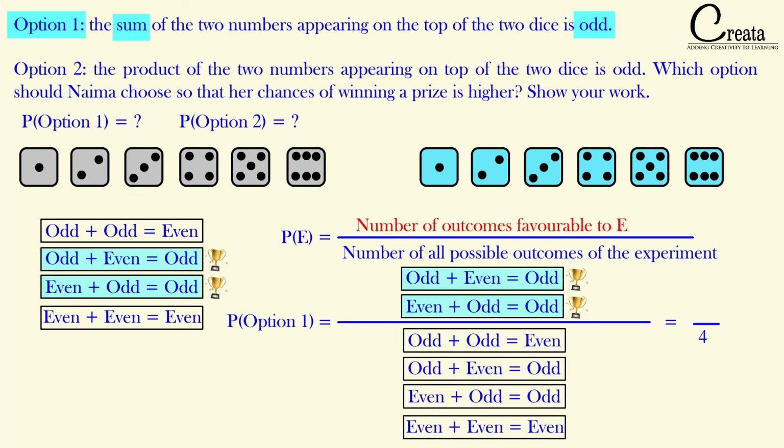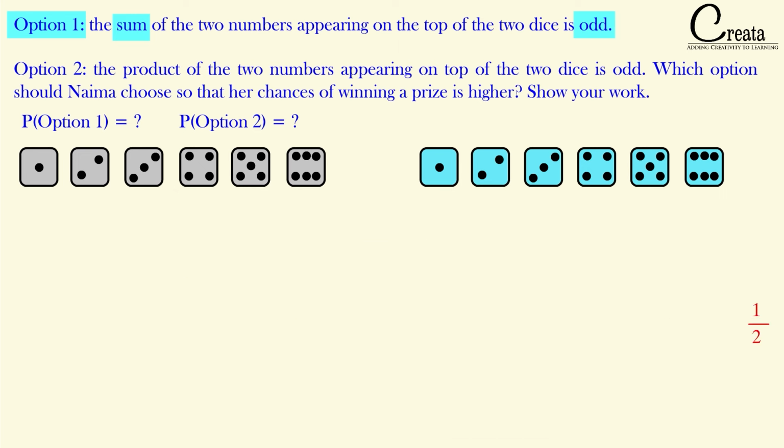Option number 2 and option number 3 are the only favorable outcomes. So number 2 will come in the numerator. 2 upon 4, the answer is 1 by 2. That is the probability of option 1. Got it? We have calculated the probability of option 1.